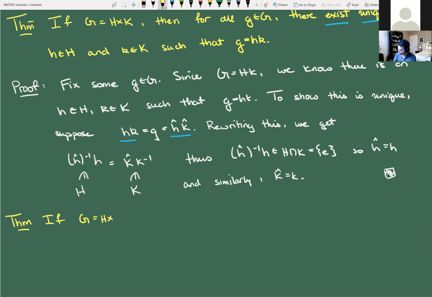So again, let's suppose G is equal to the internal direct product of H and K. My claim then is that the H's and the K's commute with one another. Then for all, i.e., right, H is in the center of K, K is in the center of G, and so on. So that's a little bit clunky. Then for all h in H and k in K, we have kh equals hk. Okay, so they commute with each other.